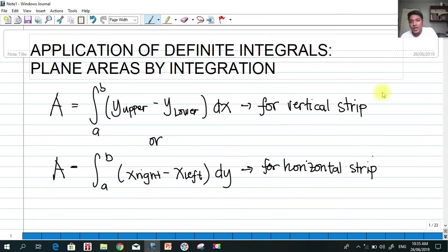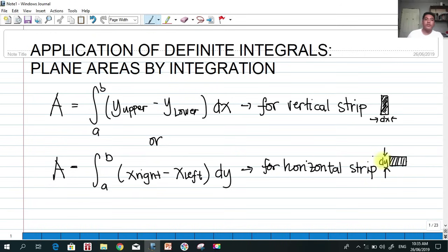So a vertical strip looks like this. It's actually a very tiny vertical strip, and it has a width of dx. For a vertical strip, here is what we will use. For a horizontal strip, I mean horizontal strip, this will now be our dy. So as you can see here, we have two methods.